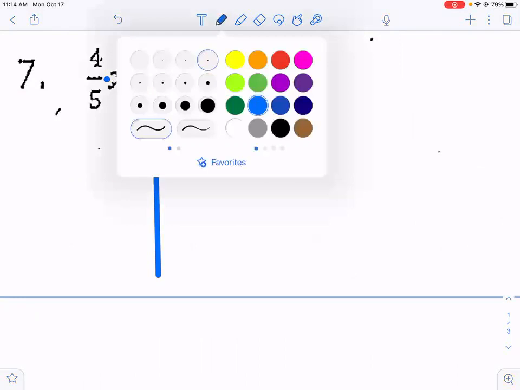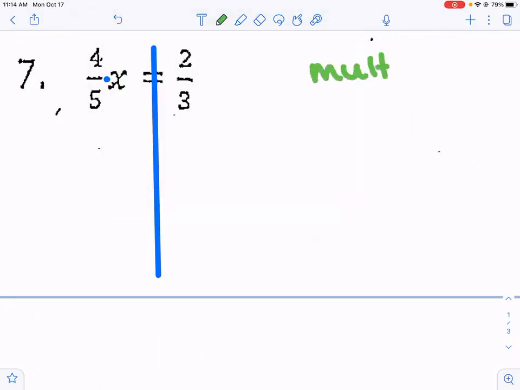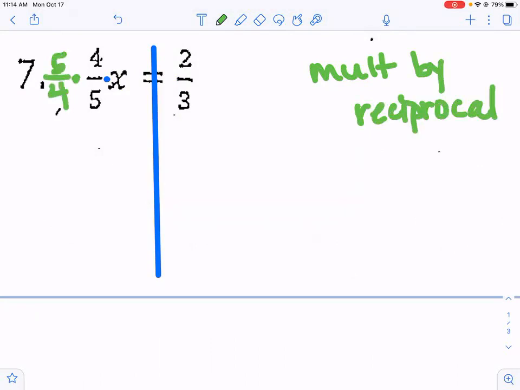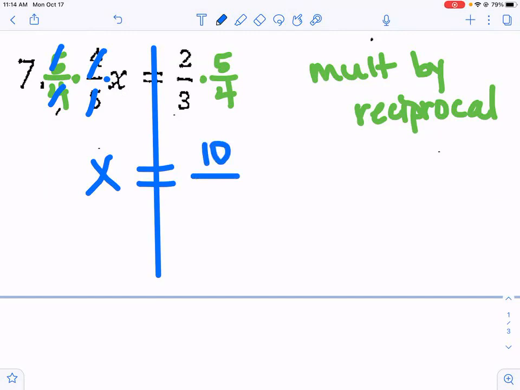Yes, we can multiply by the reciprocal. Is 5/4 the reciprocal? Okay, so we're gonna multiply both sides by 5/4. Okay. So here we cancel out to be just x. Over here, what's 2 times 5? And what's 3 times 4?